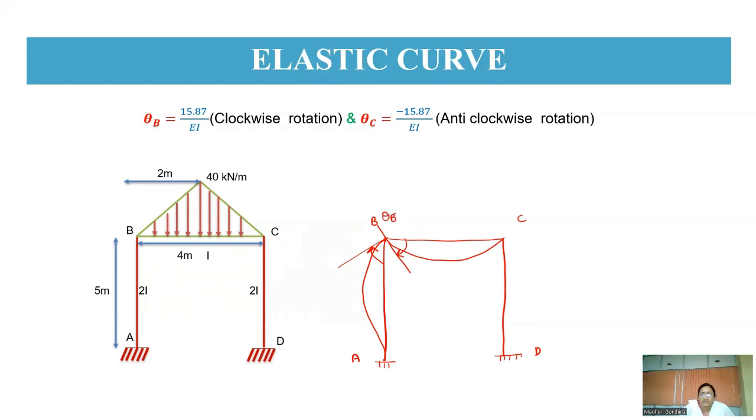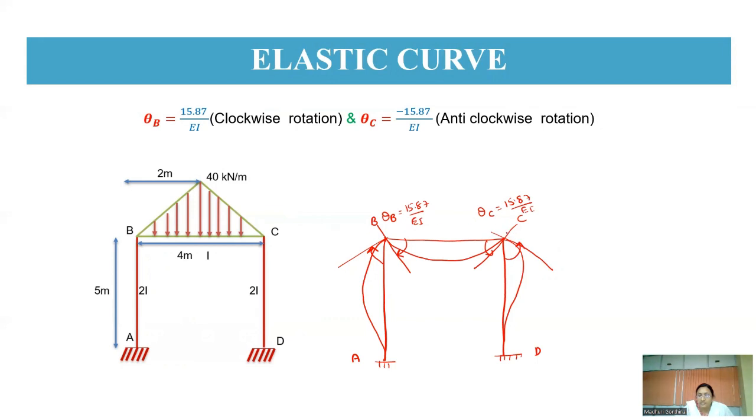So that means theta B is equal to 15.87 by EI. Whereas here when we draw, this is in anti-clockwise direction, theta C is equal to 15.87 by EI. So here also, when we draw an elastic curve like this, and draw a tangent, this is also theta C.